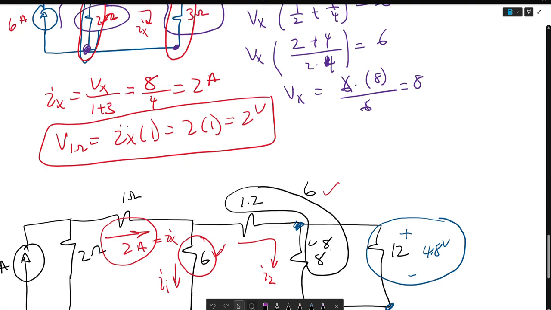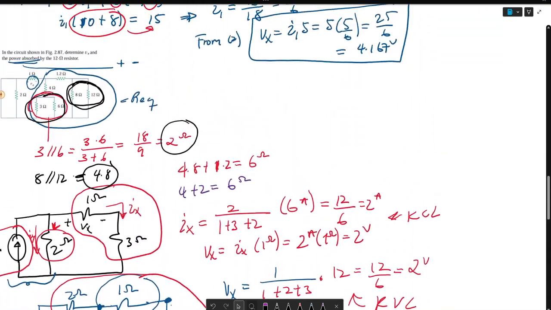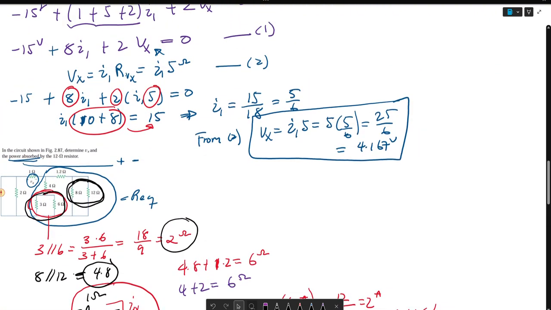So I hope this makes sense in terms of all these problems and solutions.